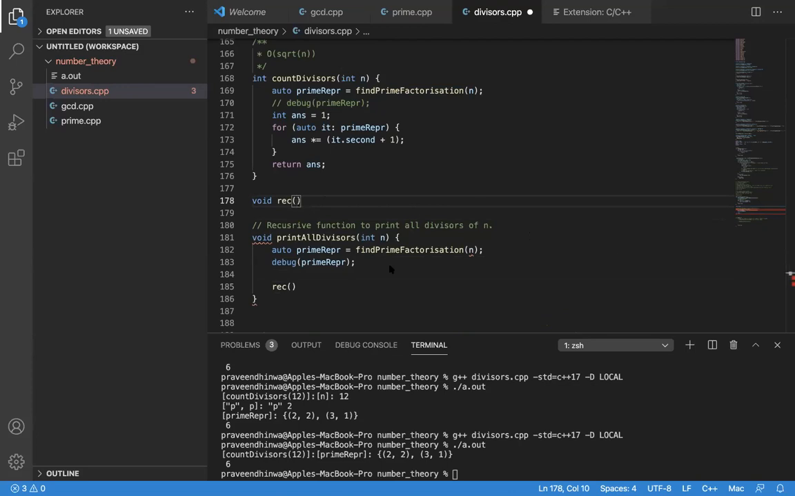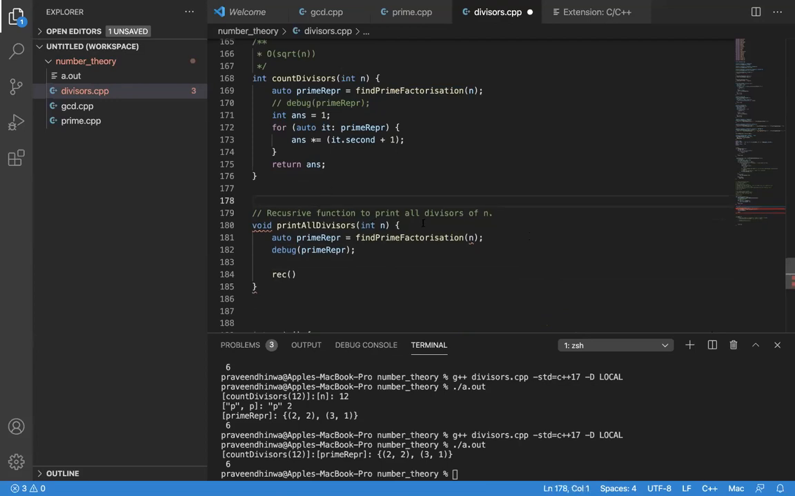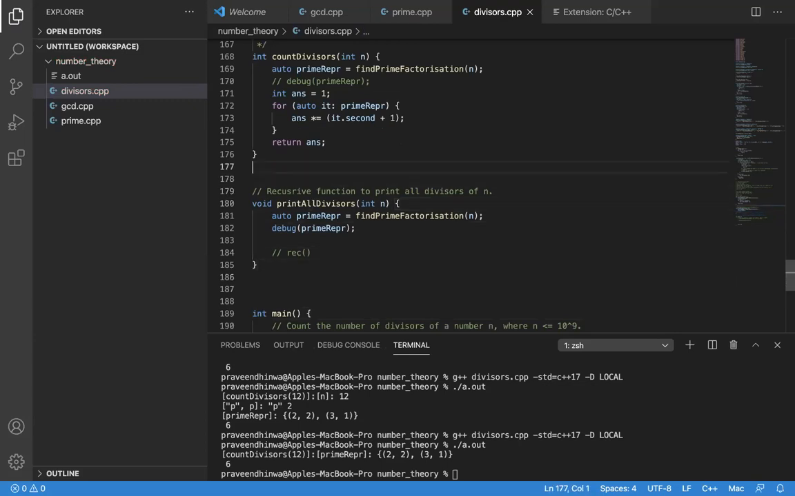Am I audible? Hello? Yes, you are audible. Okay. So everyone is able to follow till now, the recursive function to print all divisors. If anyone wants me to repeat anything, don't hesitate. I will be more than happy to repeat so that you can get an idea.